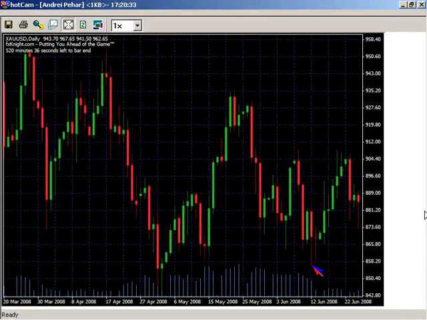We're going to start where the prior up move began, which is this wick here, and we're going to call this point A.